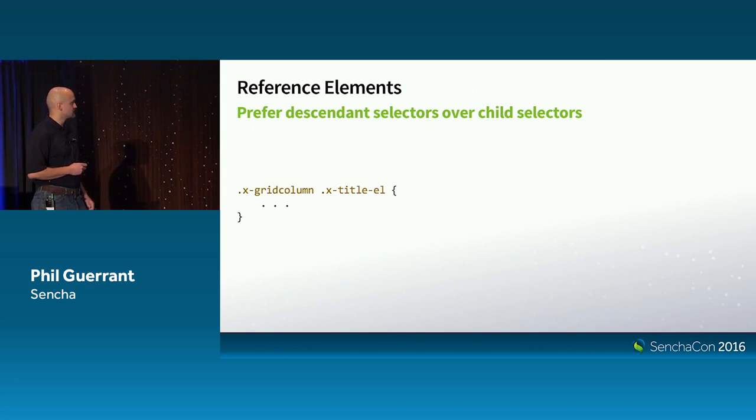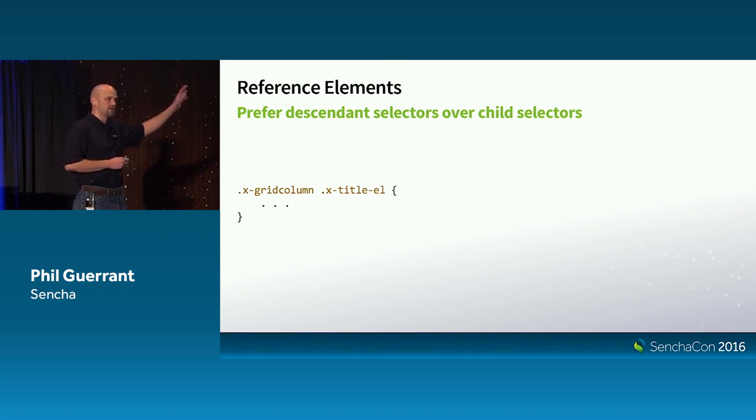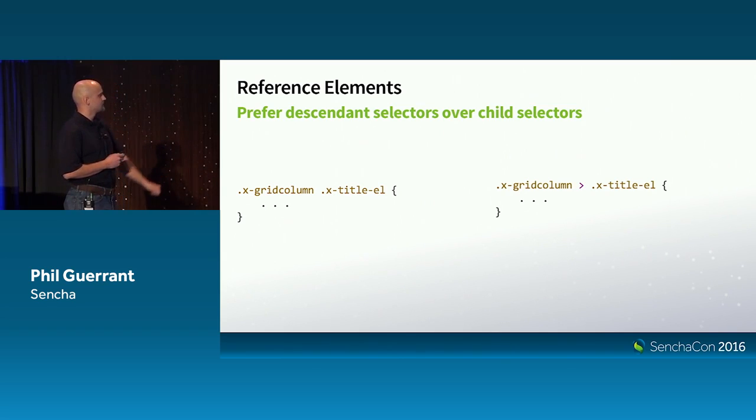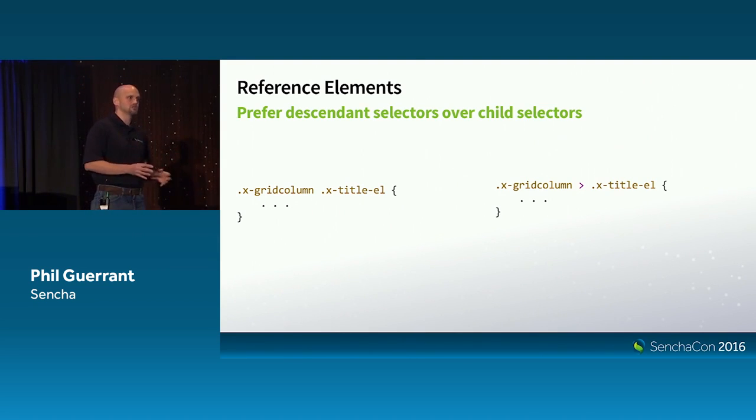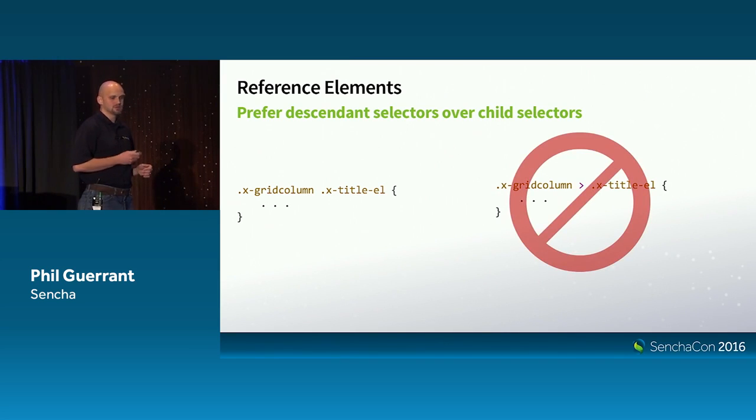So for example, we would say grid column with a space in between and then the reference element. We would not use this form, which selects the reference element as a direct child, even if it is a direct child. And the reason for that is because we, as the framework authors, from time to time have to change the markup in subtle ways to work around issues or to add features. And we don't want to break your rules. So don't use this form.